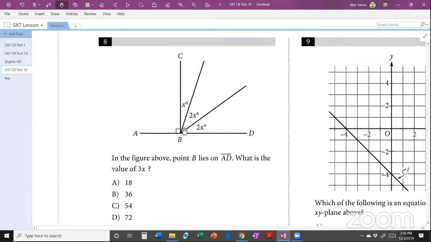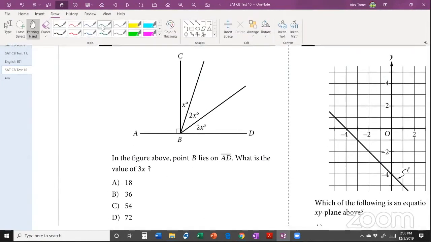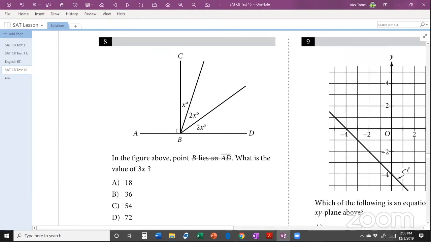Okay, point B lies on AD. One thing I'd like to point out is that this is absolutely unnecessary because we can see that point B lies on AD. Well, what's the value of 3x? So there's a couple of ways to do this. The idea is that all of these angles have to add to 180, because if you add up all the angles that form a straight line, which in this case is the AD as our straight line, all of those need to add to 180.